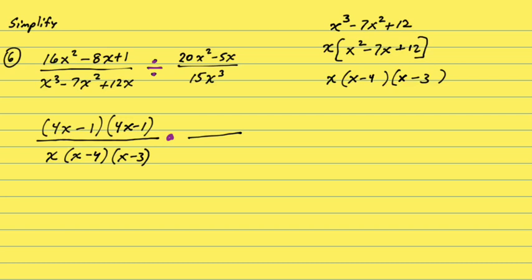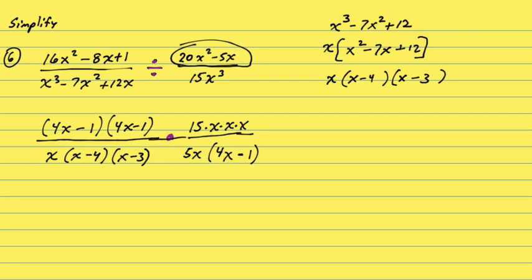15x cubed could be 15 times x times x times x, right? What can I factor out of this, which is now on the bottom? If I take a 5x out, I think it leaves me with x minus 4. Does that look right? No. I need 20x squared, so that 5 times 4x, that'd be 20x squared and then minus 1.